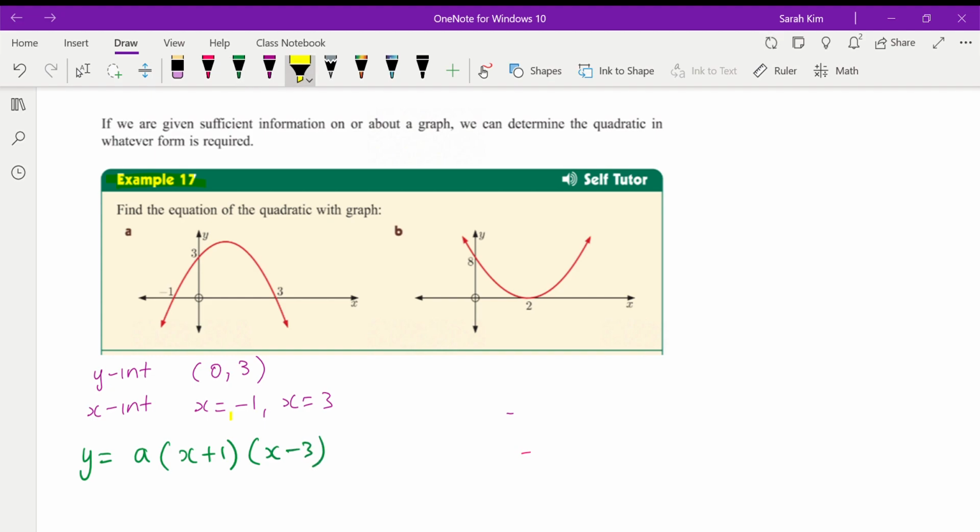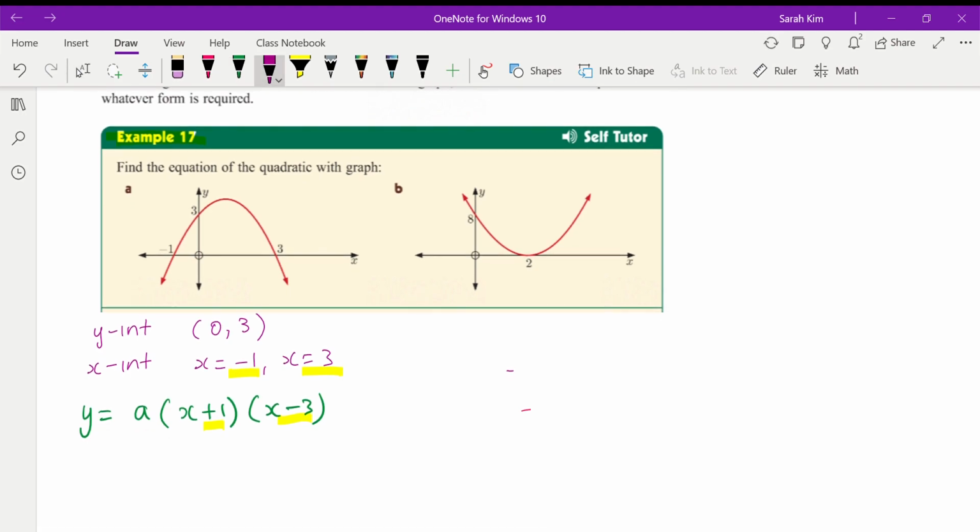So just be careful, it's the opposite sign. So if it's a -1, it's a +1, and it's a +3, it's a -3. So just be careful about that. And now all I have to satisfy is, it's really simple, is just put those numbers in, put those coordinates in, and then rearrange to find a.